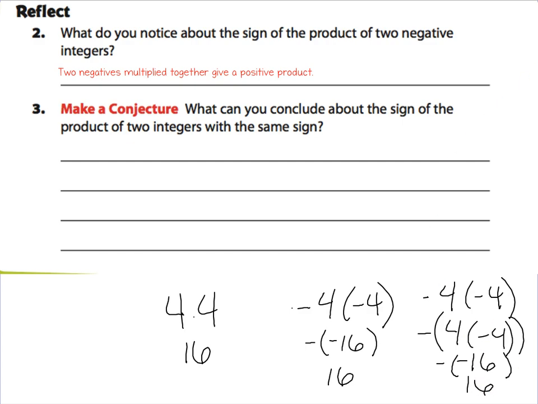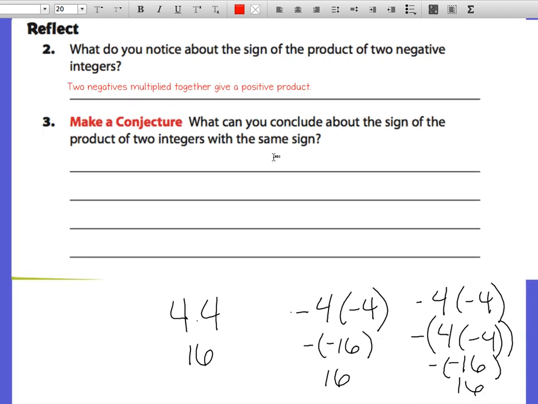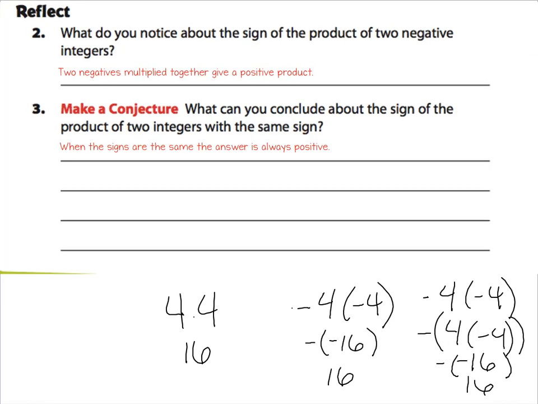Okay, so what can you conclude here? What you should conclude then is that when the signs are the same, the answer is always positive. So again, this is different from our addition rules, because when we have a negative plus a negative, it gives us a negative. But a negative times a negative is actually going to give us a positive. So we have to make sure that we're going slow and practicing these rules.